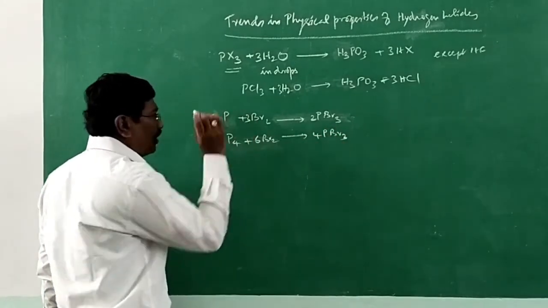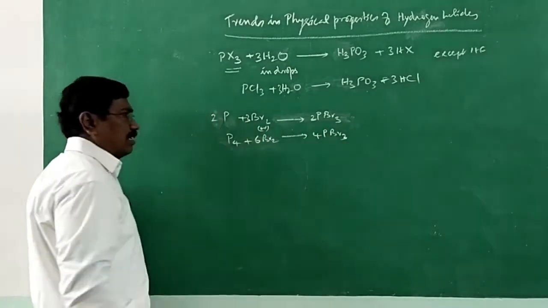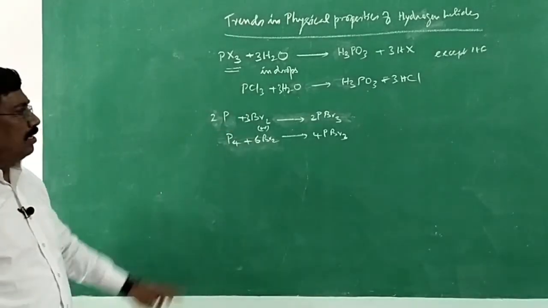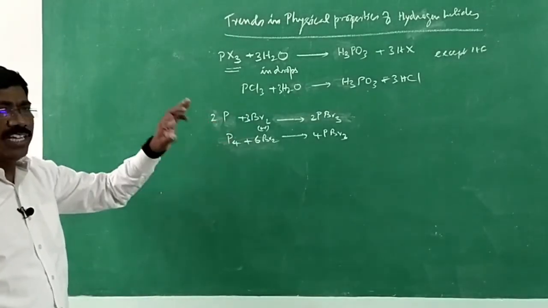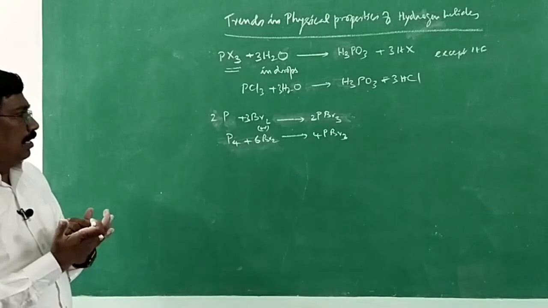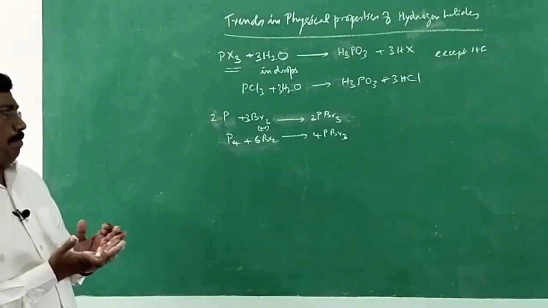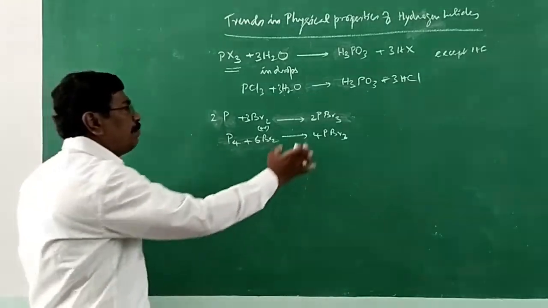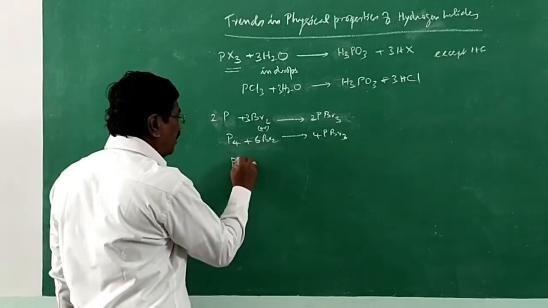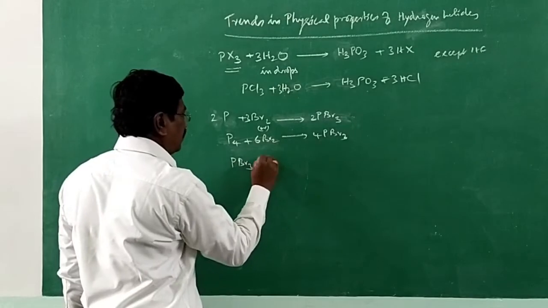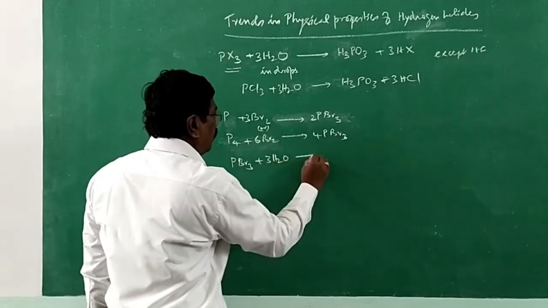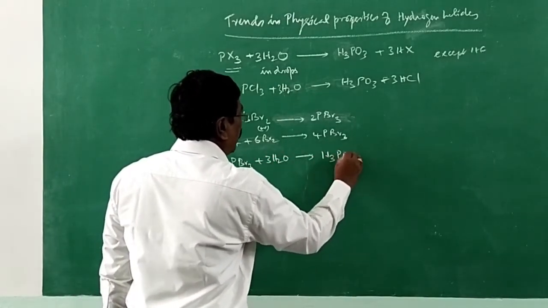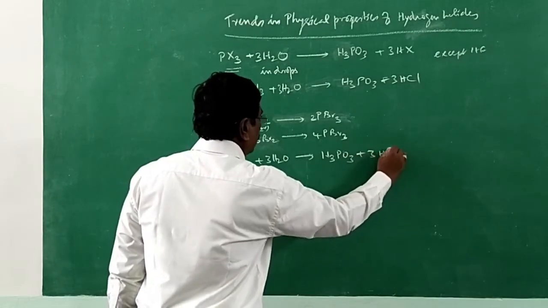It can be written both ways. This or this. Anyhow, we are getting PBr3. If we like to write phosphorus only as P4, red phosphorus and bromine, it has to be written as P4. We get PBr3. The PBr3 then undergoes hydrolysis to give H3PO3 and 3HBr.